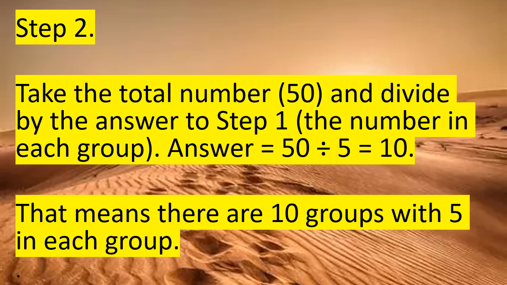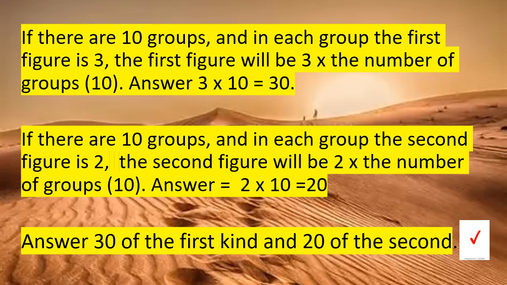Step 2, take the total number, 50, and divide by the answer to step 1, which was the number in each group. So the answer is 50 divided by 5 equals 10. That means there are 10 groups with 5 in each group. There are 10 groups, and in each group the first figure is 3. The first figure will be 3 times the number of groups, 3 times 10, and the answer is 30.